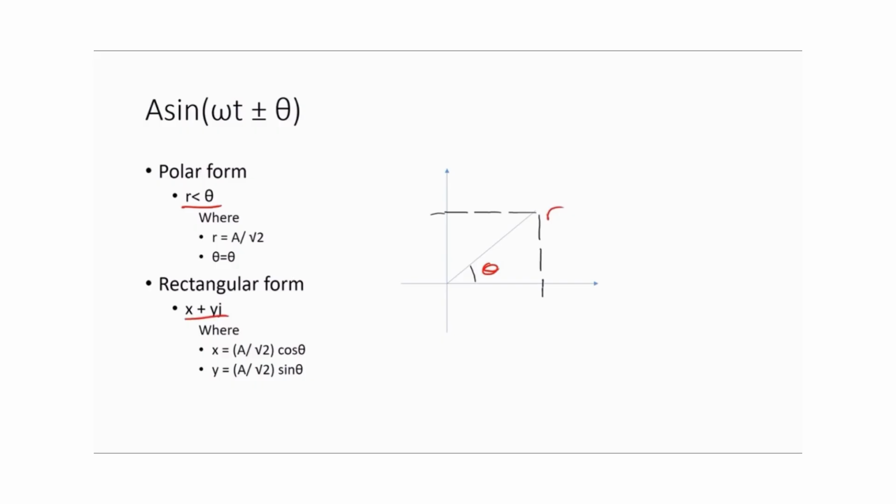Our rectangular form is then x plus yj, where x equals the amplitude over √2 times cos theta, and y is the amplitude over √2 times sine theta. We can also put this on the graph at our points x and y, and from this we can see that there is a relationship between the rectangular form and the polar form.